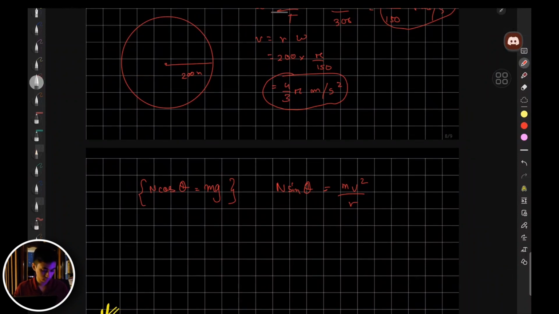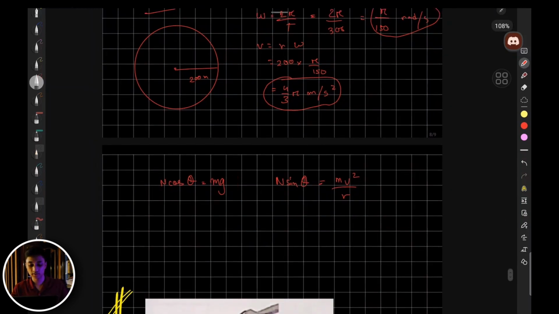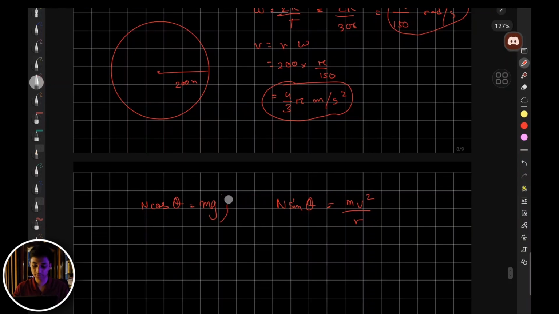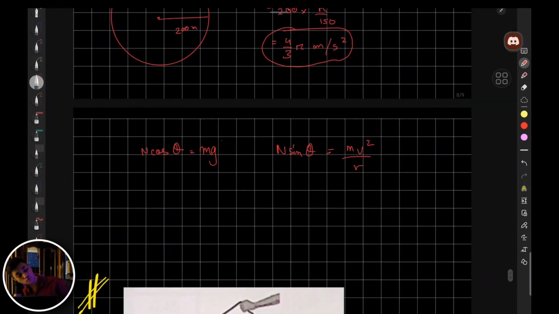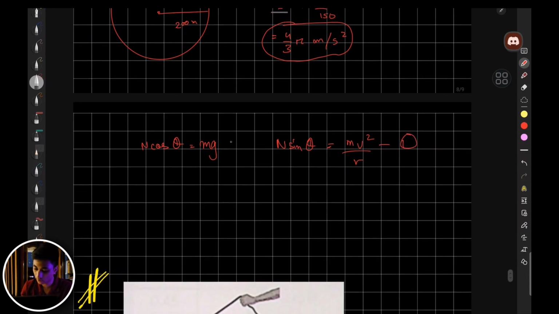So now from these two equations, oh no, we do need this. So from these two equations, you have two formulas. One where N cos theta, the vertical component of the reaction force, equals the weight of the car. The other is N sin theta, which is the horizontal component, and this is going to equal the centripetal force.